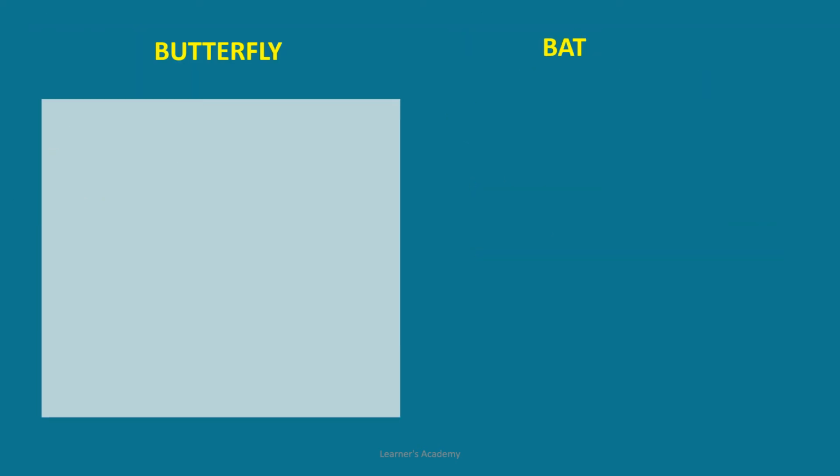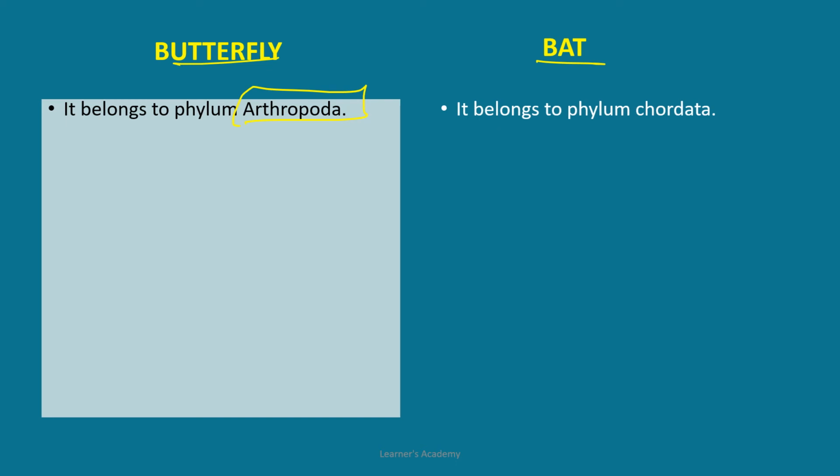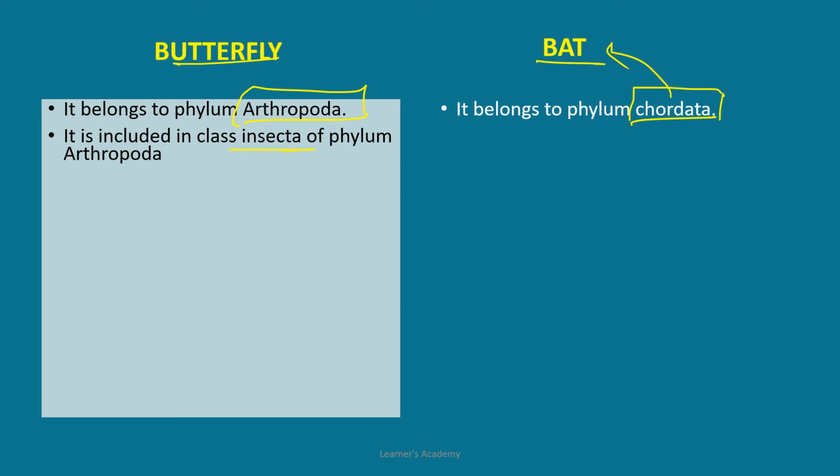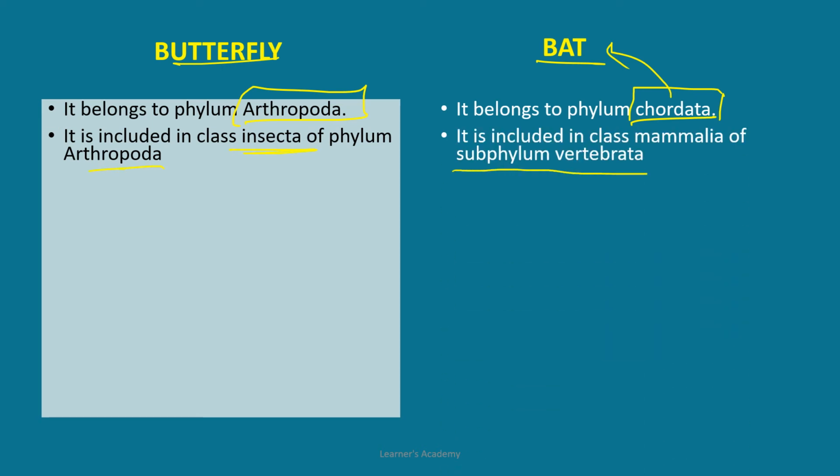Let us see what is the difference between a butterfly and a bat. Both of them fly, but they belong to different phyla. All right. Now, butterfly belongs to phylum Arthropoda, whereas bat belongs to phylum Chordata. Butterfly is included in the class Insecta of phylum Arthropoda, whereas bat is included in the class Mammalia of subphylum Vertebrata.